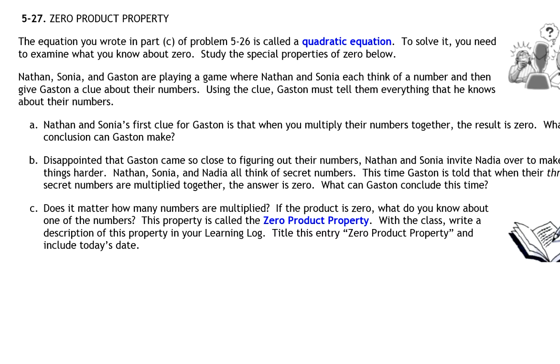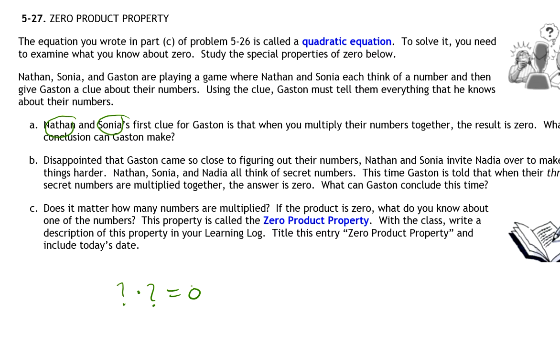So both of these people, right? Nathan has some number and Sonia has some number. And when you take the numbers you have and you multiply them, and I don't know what they are, right? They're mystery numbers, but when you multiply them, you get an answer of 0. What conclusion can Gaston make?